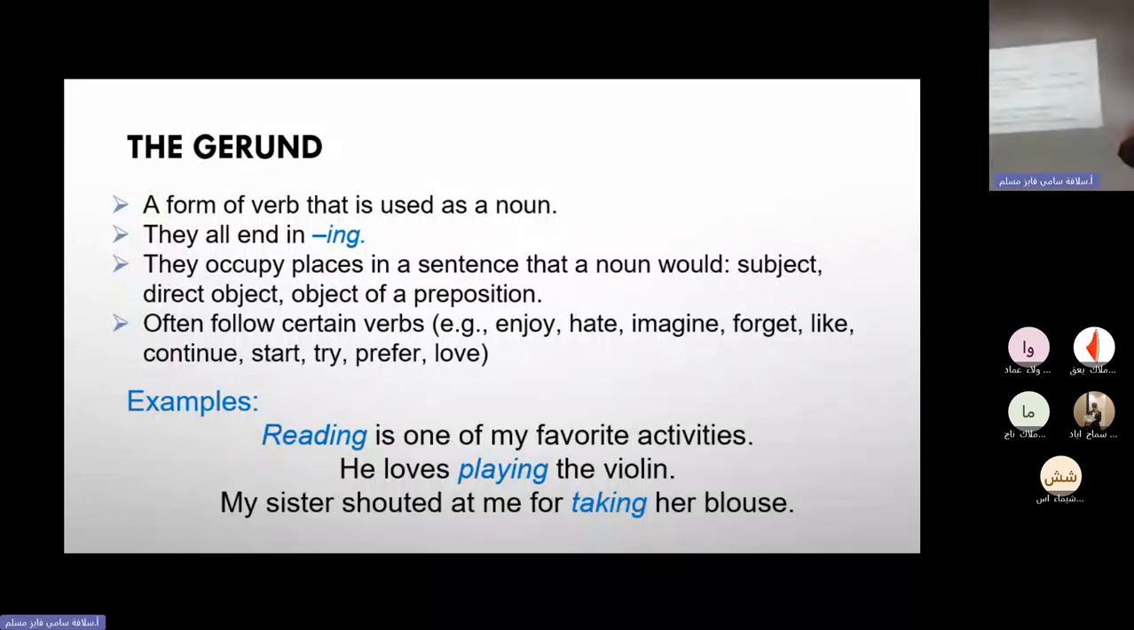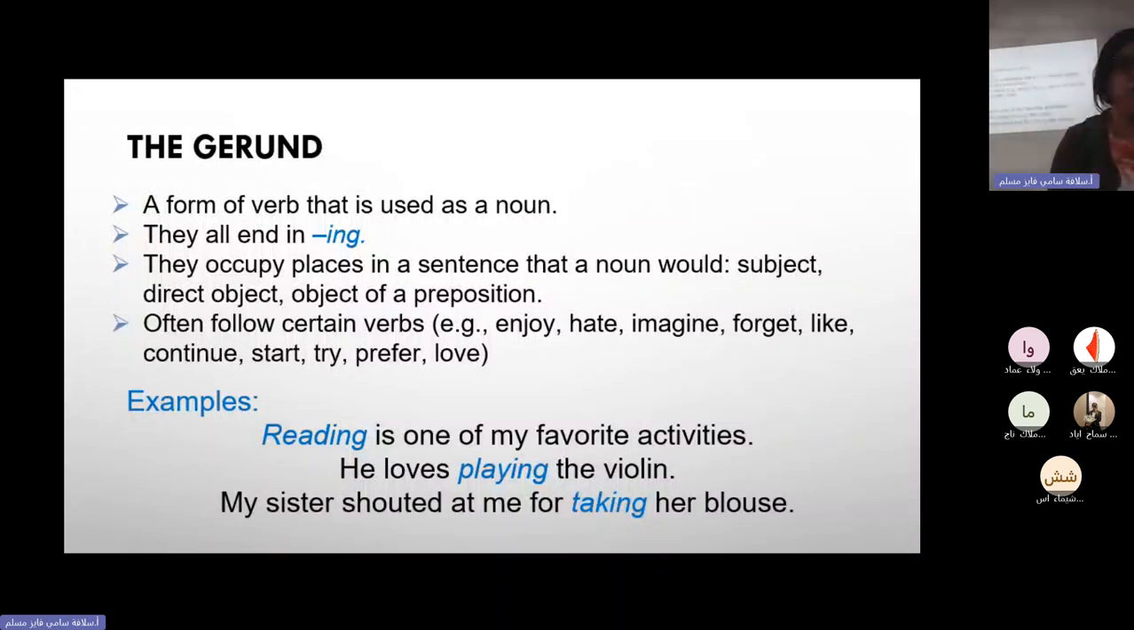He loves playing the violin. Playing is the direct object of the sentence, اللي هو المفعول به. Okay. My sister shouted at me for taking her blouse. For taking her blouse, it's the object of the preposition.